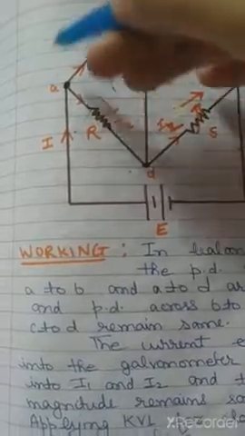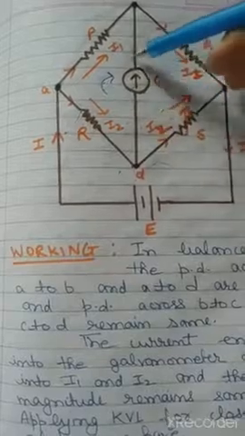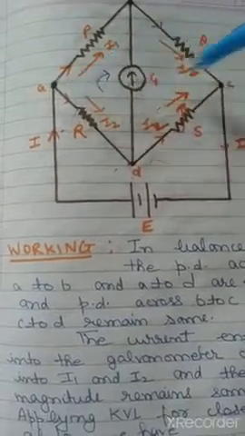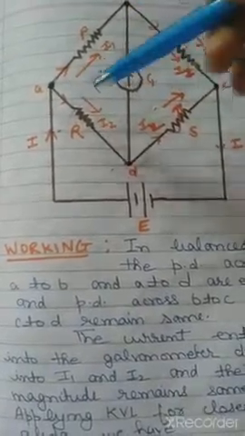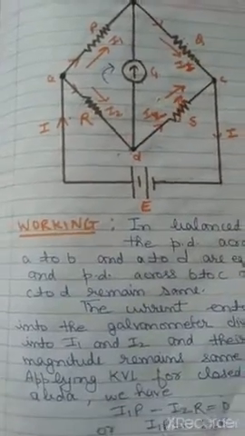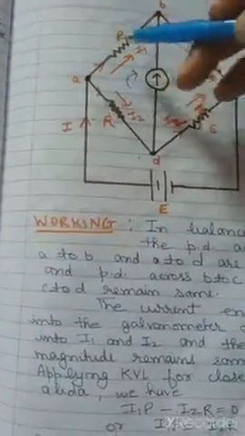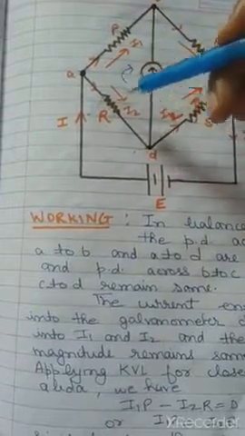So 4 resistances are connected, and across one of the diagonals a galvanometer is connected, and across the second, A and C terminals, the EMF source is connected. Now when the current passes, it will be divided into 2 parts. Across P it will be, let's say, I1 and I2 flows through R.